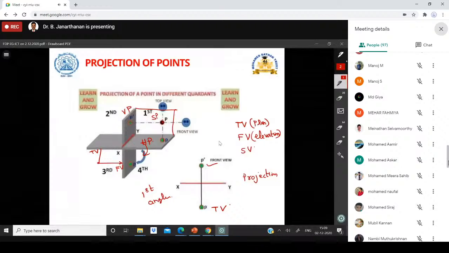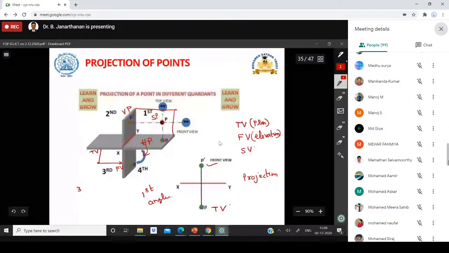So this we have to rotate through 90 degrees. So this top view will come above the XY line, and the front view will come below the XY line. So this is the third angle projection. This is called third angle projection. That is the difference between first angle and third angle projection.